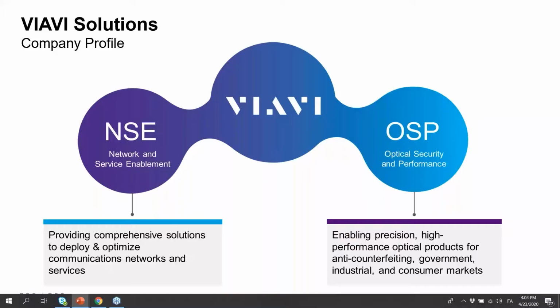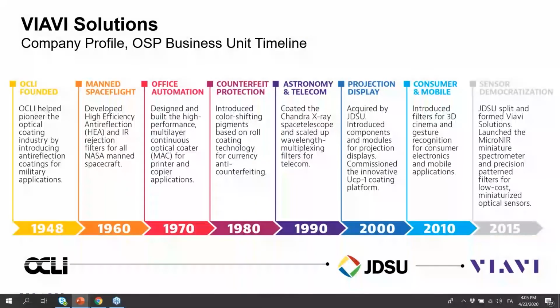A couple of words regarding the company. Viavi Solutions is an American company. We have two big business units. One is called NSE, Network and Service Enablement, and the other one is OSP, Optical Security and Performance Products. The MicroNIR product line is inside the OSP business unit.